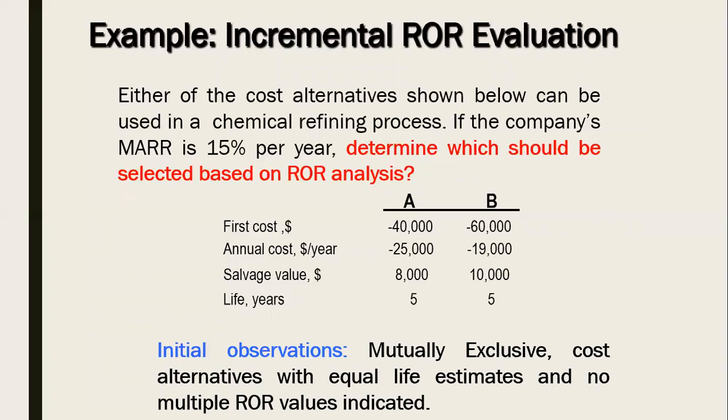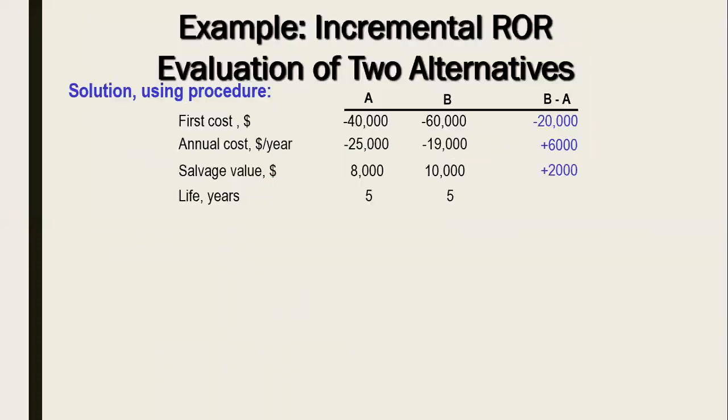So the initial observation is that these are mutually exclusive alternatives. Only one of them can be selected. And these are cost alternatives, not revenue alternatives. And the life of both alternatives is also equal. And no multiple ROR values are indicated. Now let's go to the solution.